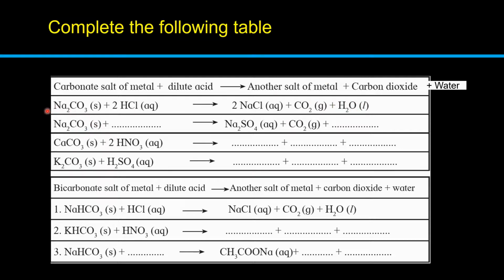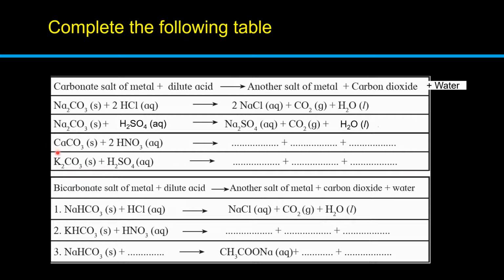It is again sodium carbonate, but we don't know the acid, but we have the name of the salt. It is sodium sulfate. If you look at the anion, it is sulfate. From this we can guess the acid must be, yes, sulfuric acid. Carbon dioxide is already there, so we have to fill the equation with water.